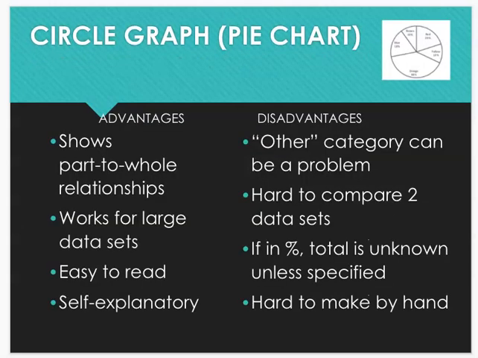Some advantages and disadvantages of a circle graph. Advantages: it shows the part-to-whole relationship that the bar graph doesn't show. It works for large data sets, it's easy to read, it's self-explanatory. Some disadvantages are if you have a category marked Other, that could be problematic because what goes in Other might be too large. It's hard to compare two data sets. And if it's in percentages, the total is unknown unless specified. And like we said earlier, it could be hard to make by hand.